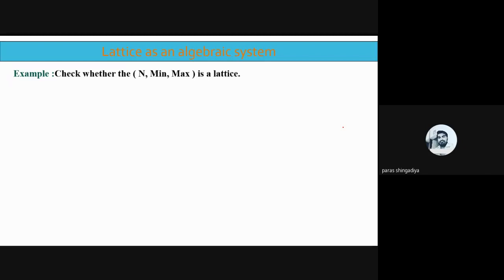So check whether (N, minimum, maximum) is a lattice. N, minimum, maximum. Okay. So here compare with (L, star, ring sum). Okay, that is our actual form to define the lattice as an algebraic system. So L is equal to N, the natural numbers, a set that is given. So consider the choice from N, A, B, C belongs to N. And now the first binary operation is star, and here it is minimum.